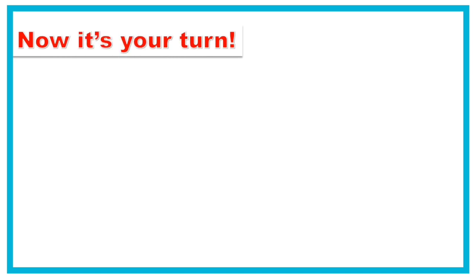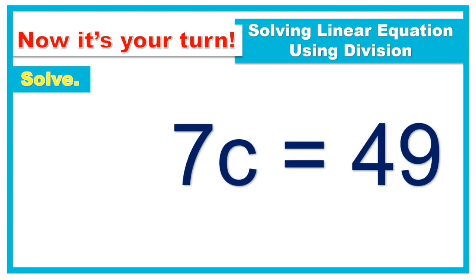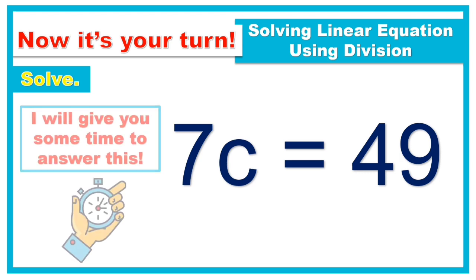Now it's your turn. Solving linear equations using division. Try to solve 7c equals 49. 7c equals 49. I'll give you some time to answer this.